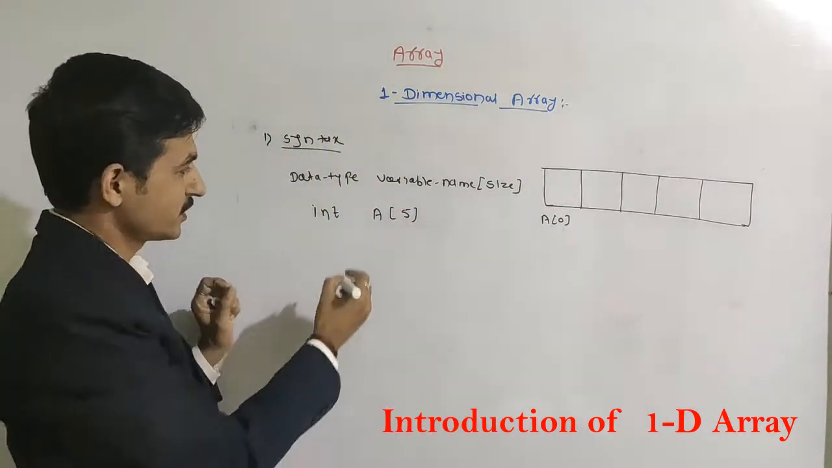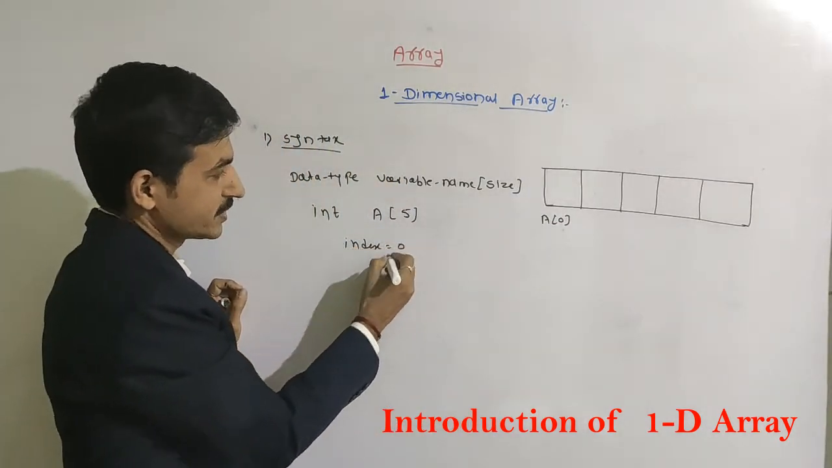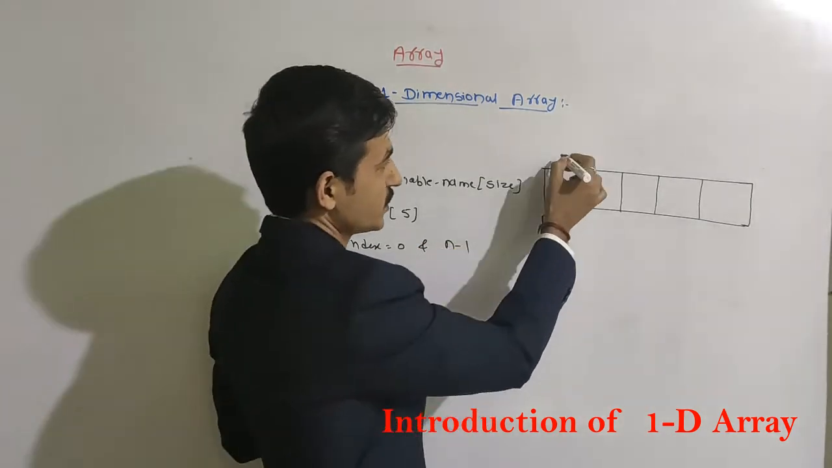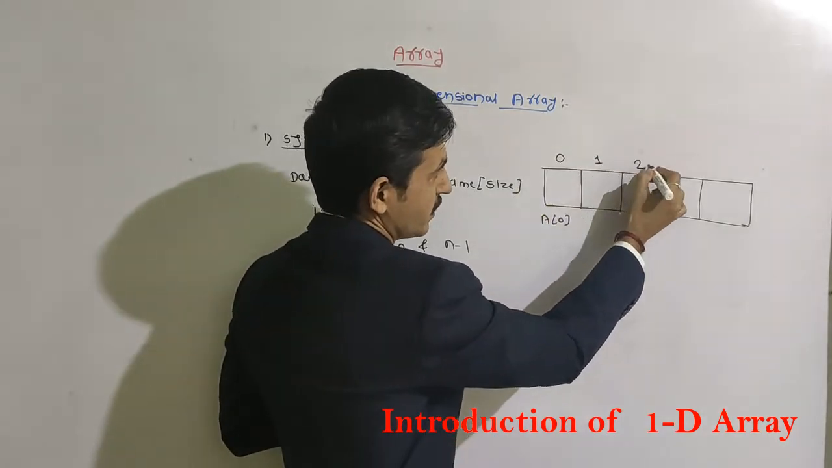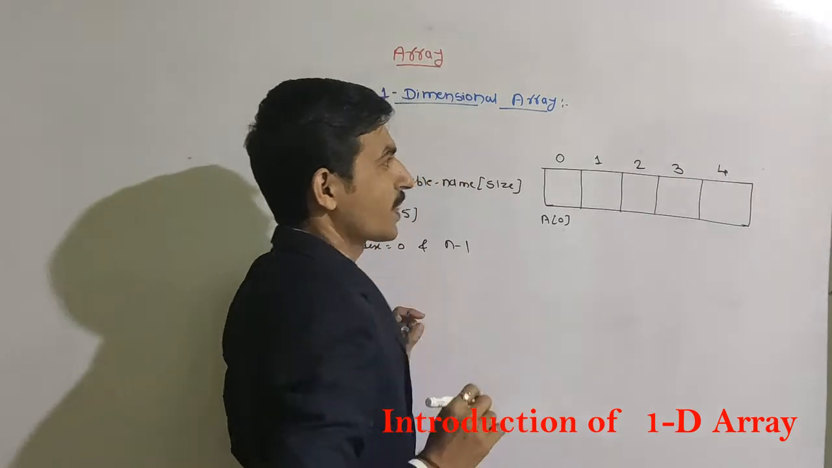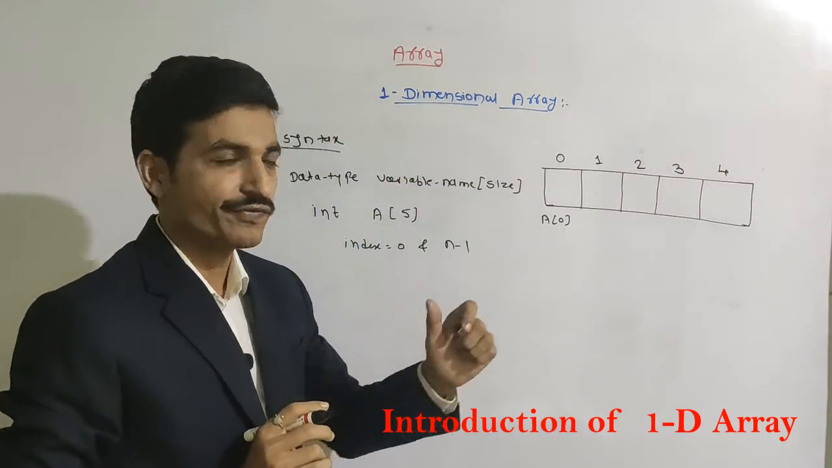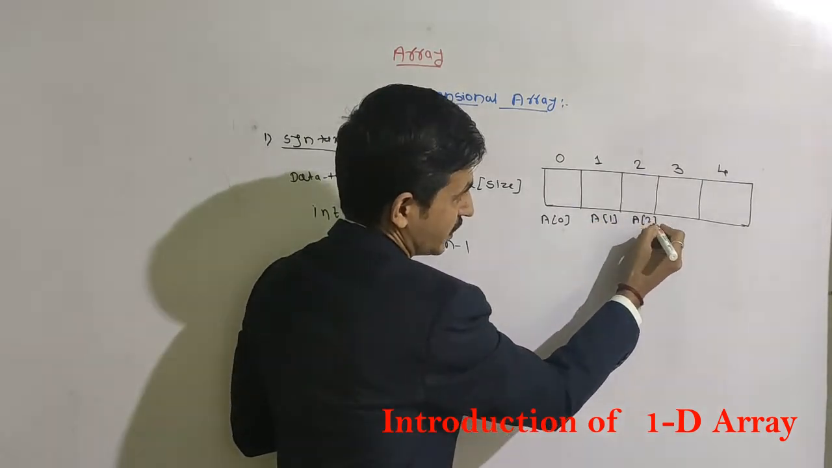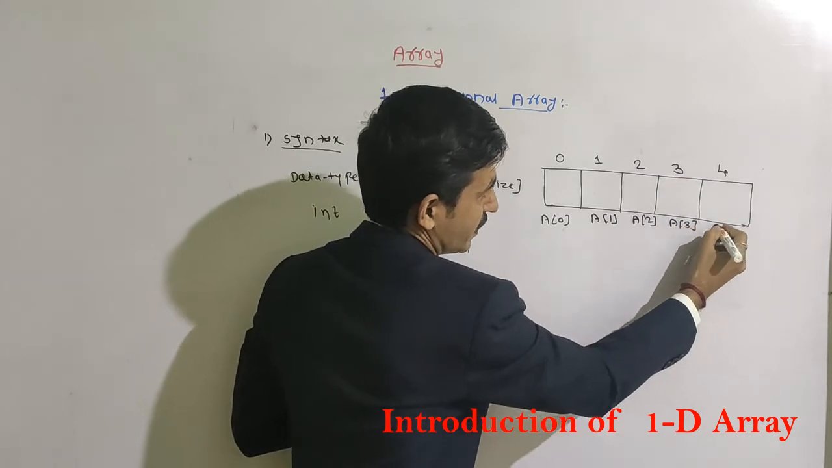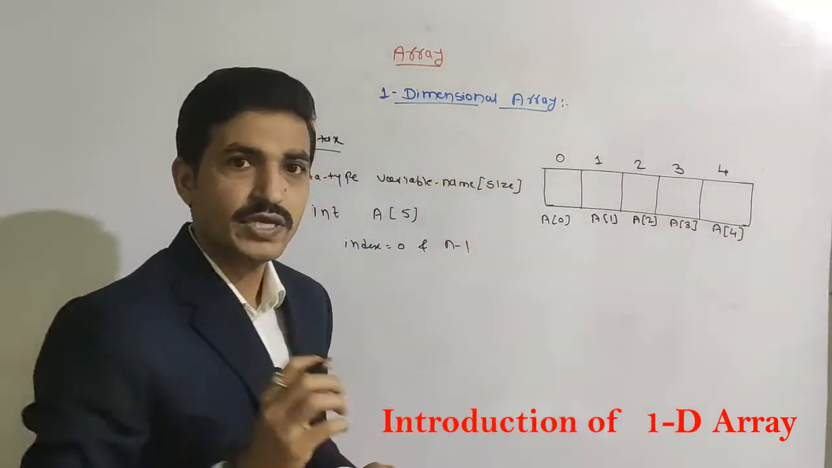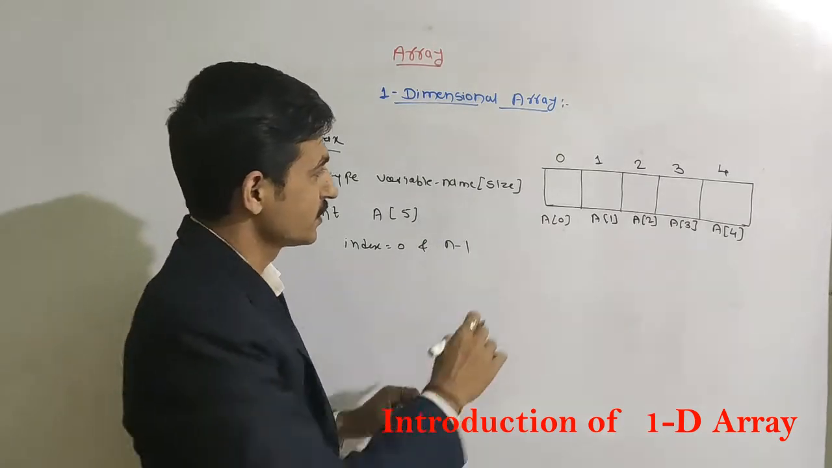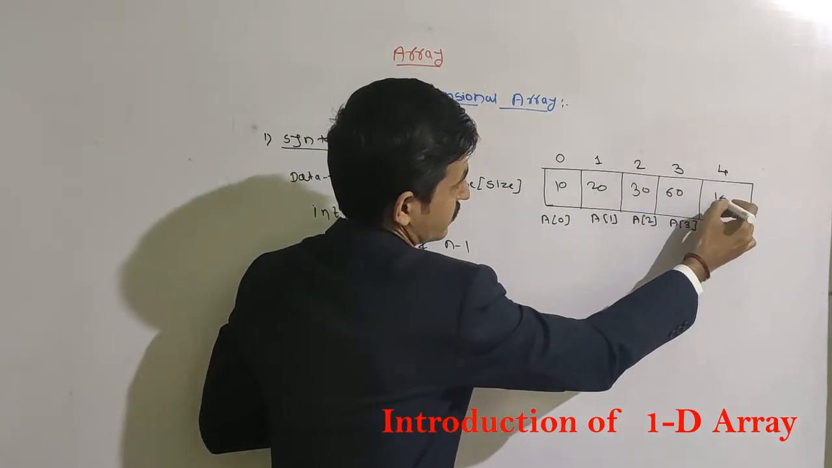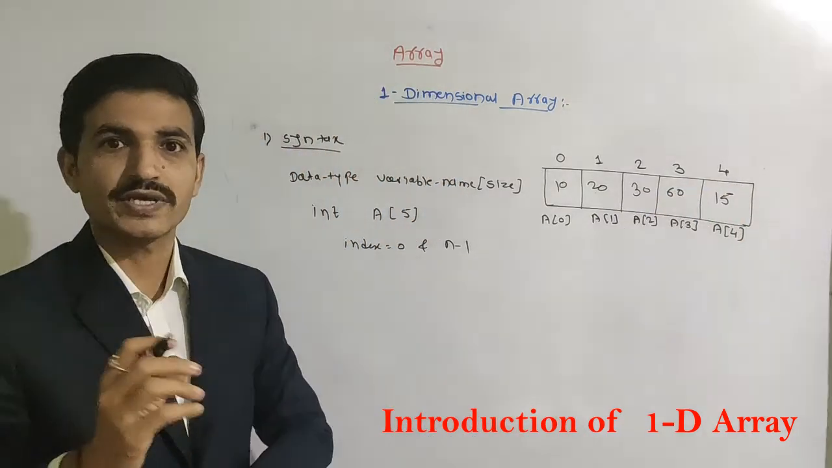Array index always starts from 0. So index starts from 0 and it will reach up to n minus 1. So this is my 0th index, index 1, index 2, index 3, index 4. Sequentially, 5 locations have been allocated for array a. So this is a of 0, a of 1, a of 2, a of 3, a of 4. Now we can store elements inside that array. Let's say I stored some random information. So these are certain values that we can store inside the array.